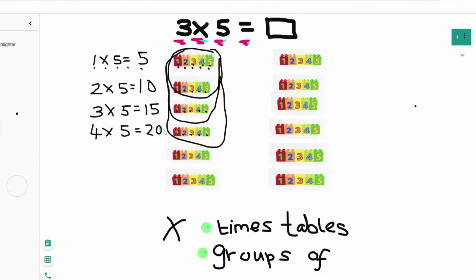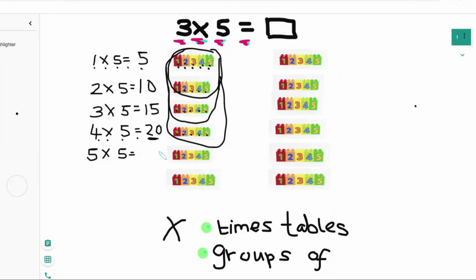When we're doing our times tables, we have to think about what we already know. We don't have to count everything. We can think about what we already know. So if we know that 4 groups of 5 is 20, we can easily work out what 5 groups of 5 is. And we're going to do that by adding on another 5. So here we're on 20. We're going to add another 5.